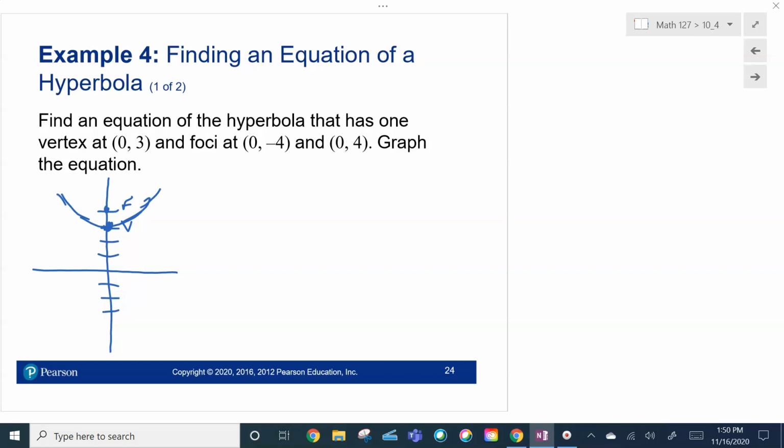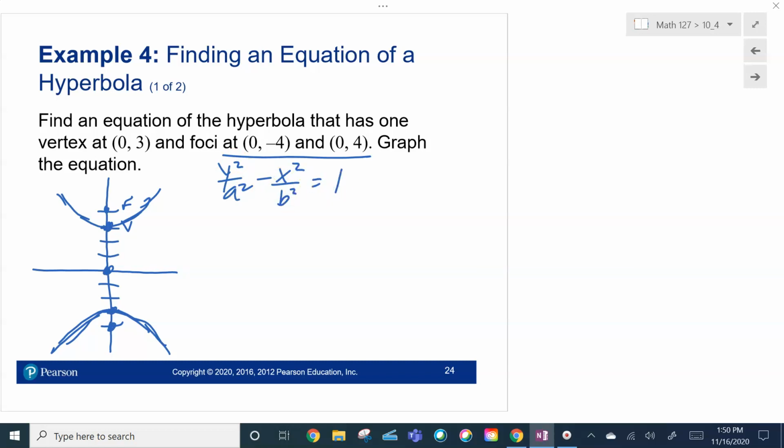Now the other focus is at 0, negative 4. And we know if one of the vertices is at 0, 3, then the other vertex is at 0, negative 3, right? That's guaranteed, since the center's at the origin. Here are our foci, 0, negative 4 and 0, 4, so the midpoint must be at 0, 0, okay? So we know y squared over a squared minus x squared over b squared equals 1.